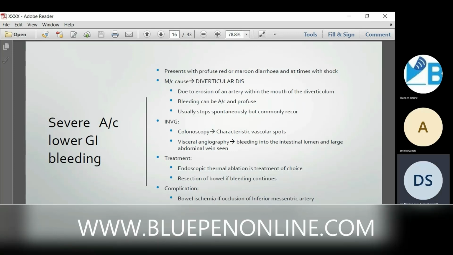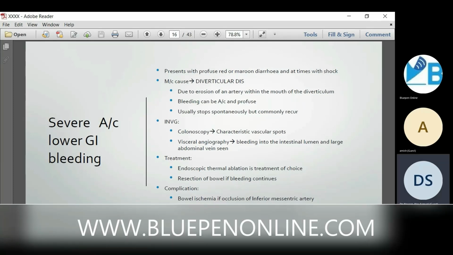Next is treatment. You do treatment the same as upper endoscopy. We do endoscopic thermal ablation. It is the treatment of choice. Then if that doesn't work, you do resection of the bowel if the bleeding continues. That applies to inflammatory bowel disease, and if there is diverticular or heavy bleeding, you have to save the patient. So we have to dissect the bowel and remove it, and we will make stomies.